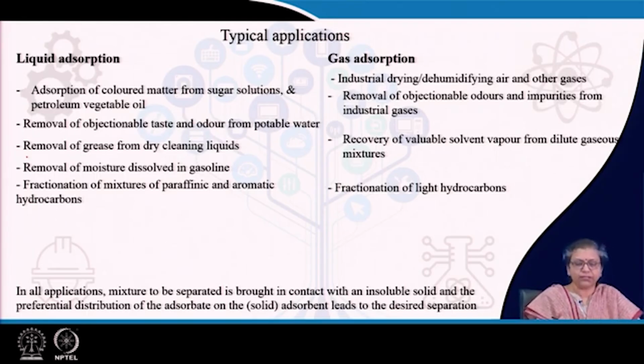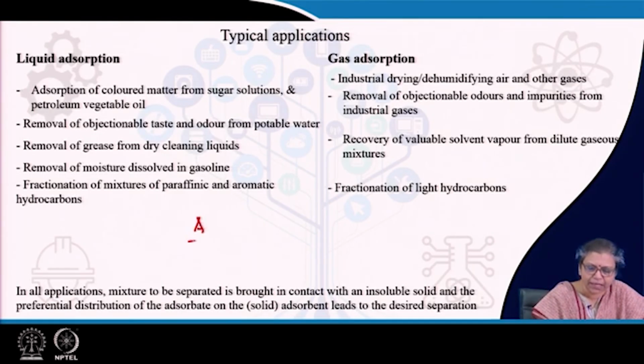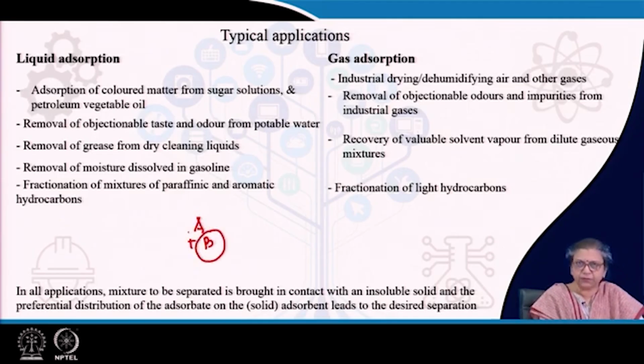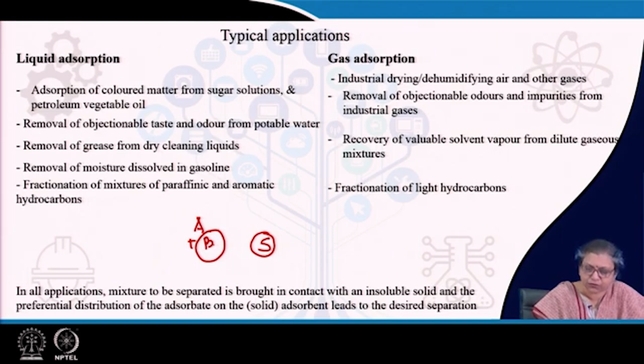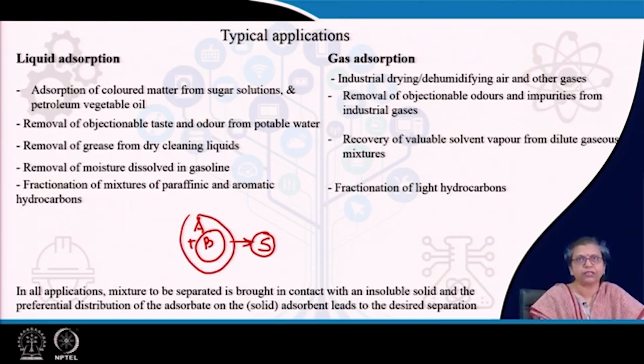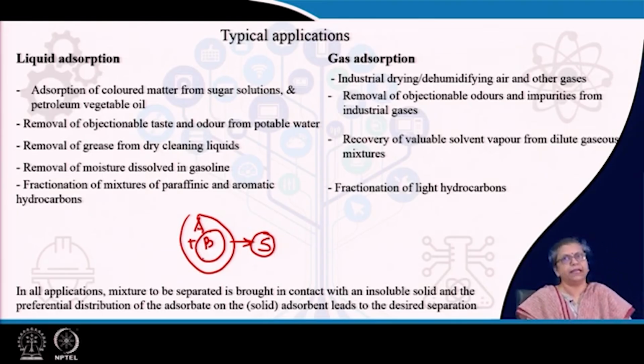And as I have already mentioned, in all these applications, for the mixture from which the components have to be separated, say we have a mixture of A plus B, and we would like to separate B. We have some particular solid adsorbent which has a greater affinity towards B as compared to A. So, naturally, when this mixture is thoroughly mixed or brought in contact with this solid, the solid preferentially adsorbs B, and as a result of this adsorption, we get some sort of a separation between A and B.